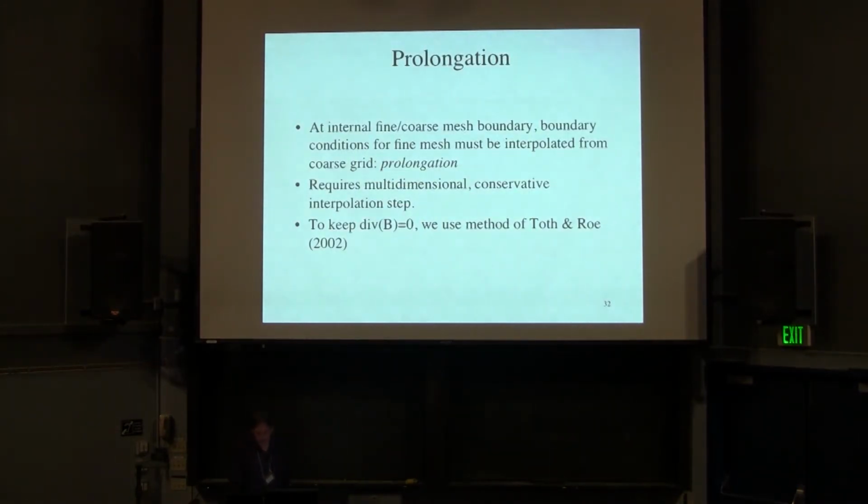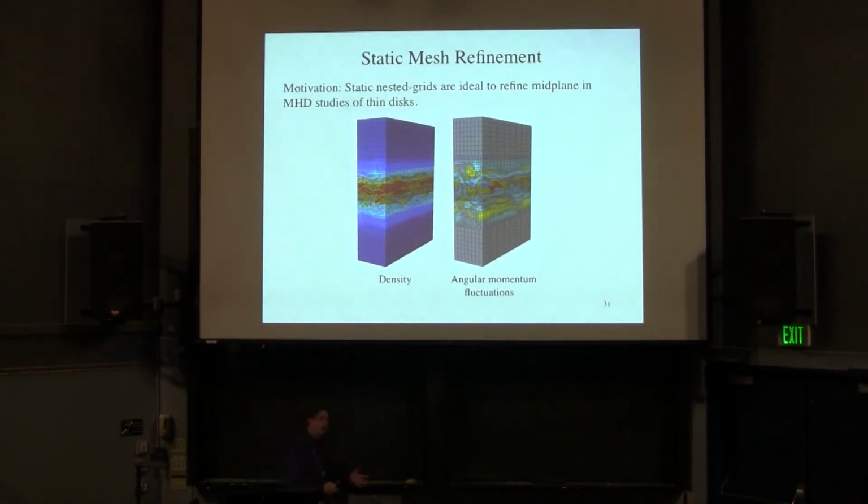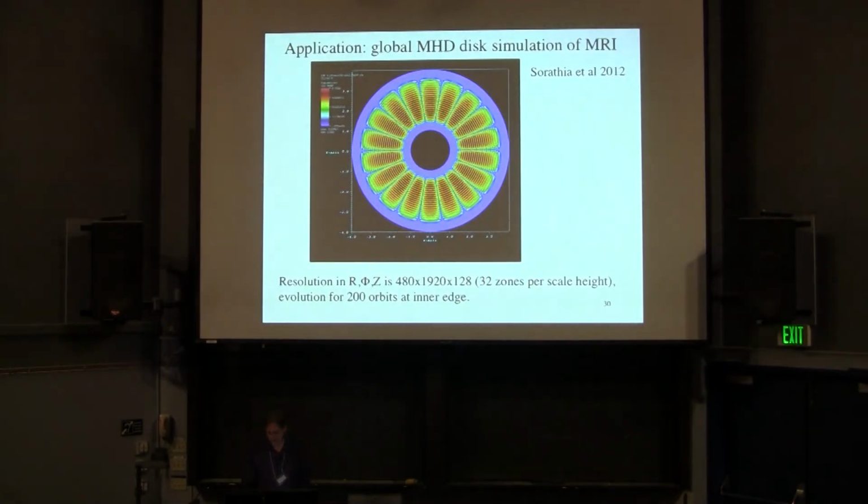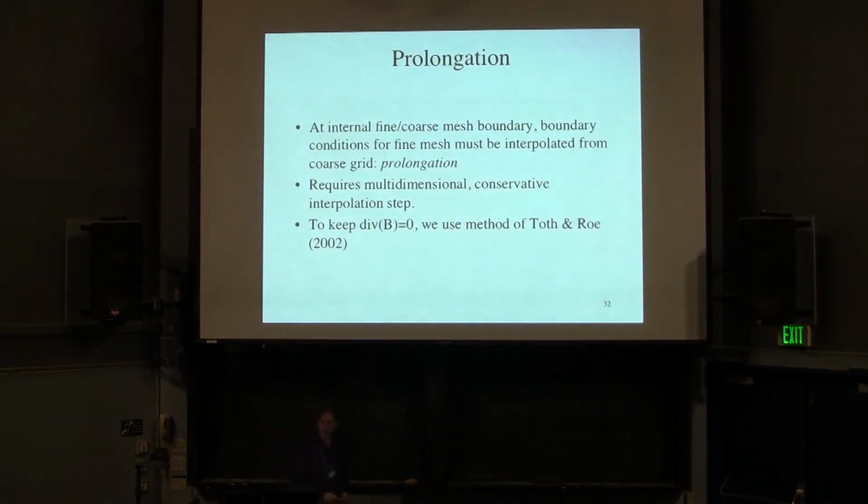There are 3 elements to mesh refinement, whether static or adaptive, that Patrick Hennebelle already introduced, and I'm just going to emphasize again. There are 3 major things you have to do with mesh refinement. Number 1 is prolongation. At internal fine-coarse grid boundaries, you have to interpolate the solution from the coarse grid to calculate the boundary conditions for the fine mesh.